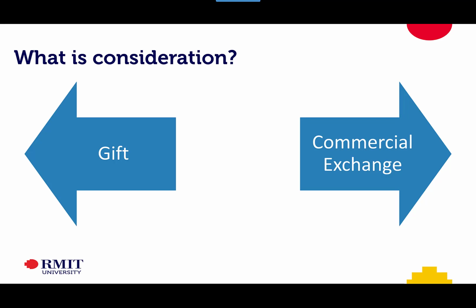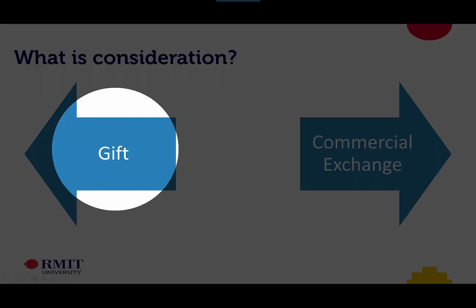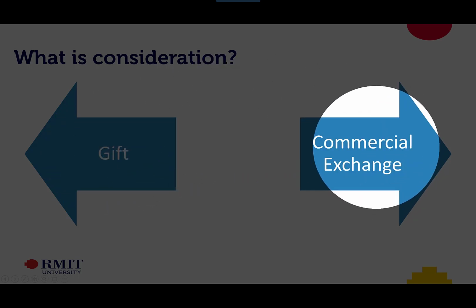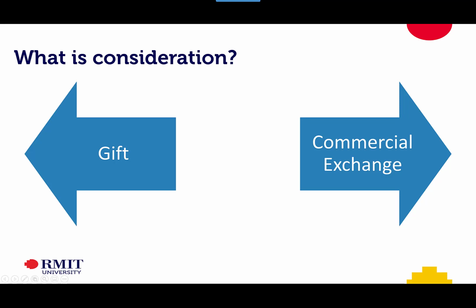So consideration fits in this space between something being a gift, being gratuitous, and something that is a commercial exchange. A commercial exchange is something we understand a contract to be. Commercial people enter into contracts, they buy things and sell things. There is an exchange of money for goods, money for services, goods for services, services for money, whatever it happens to be.